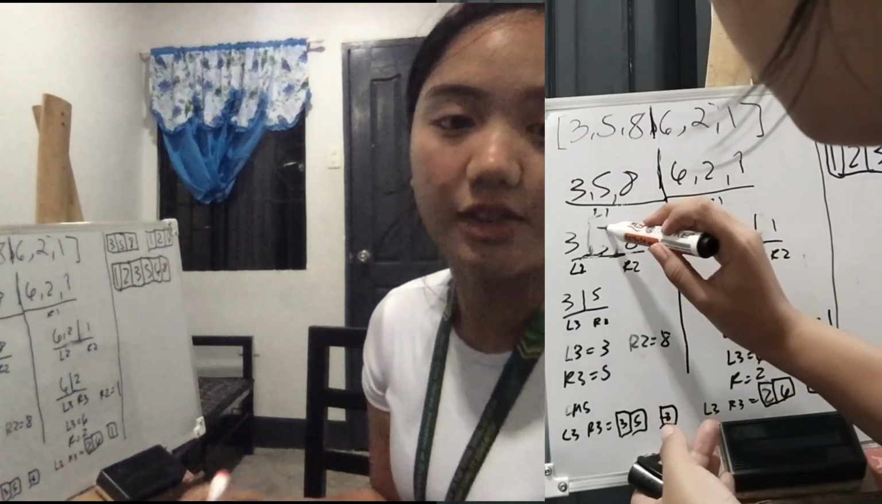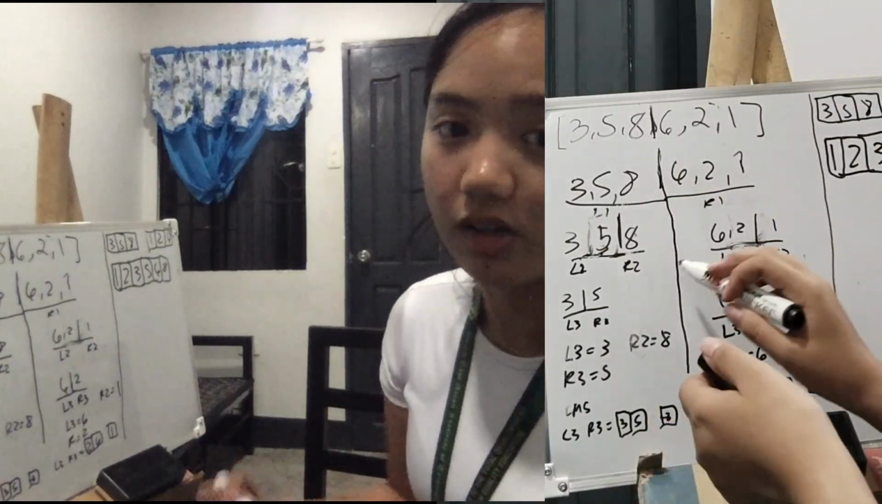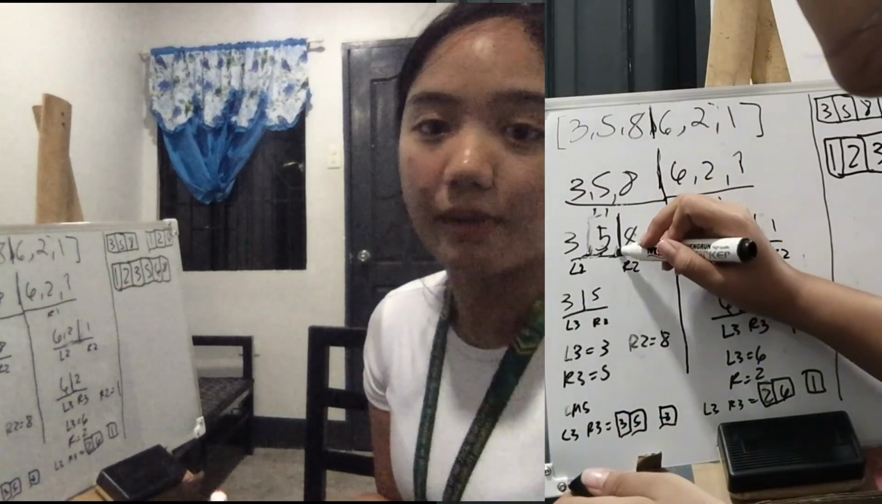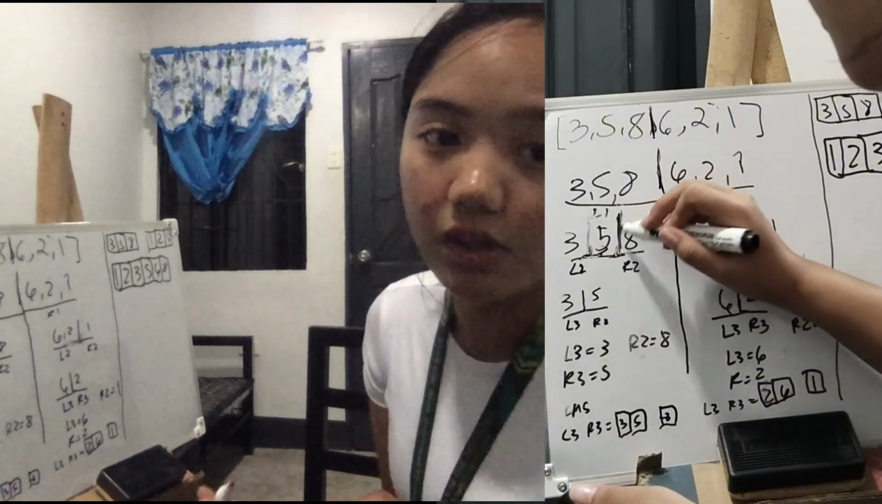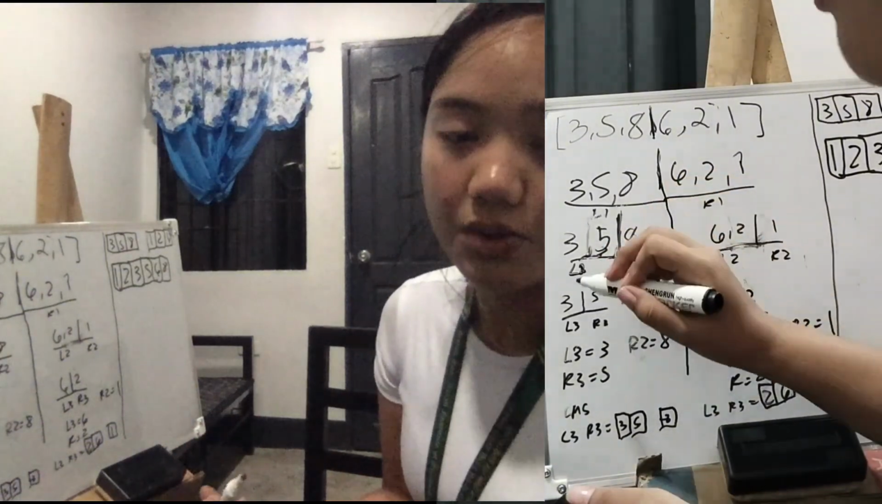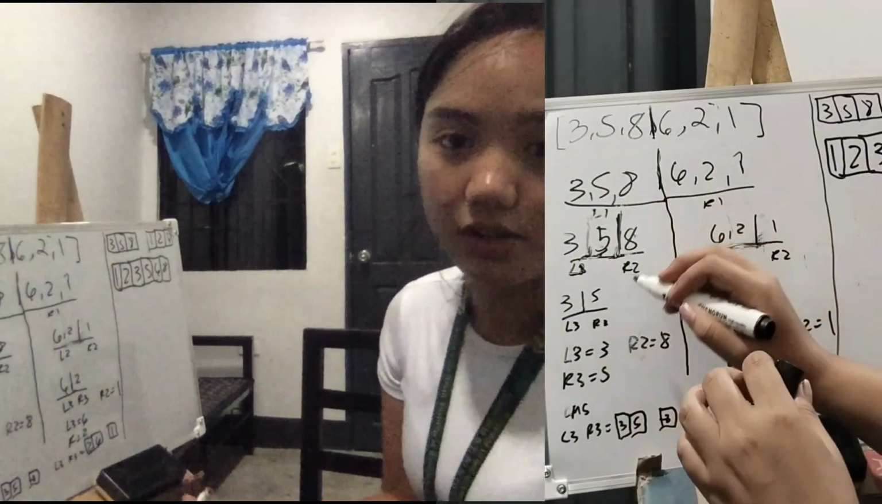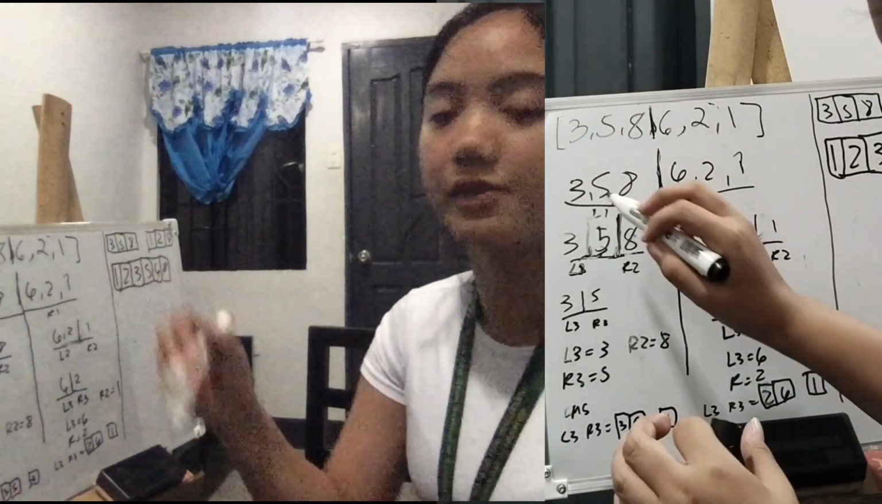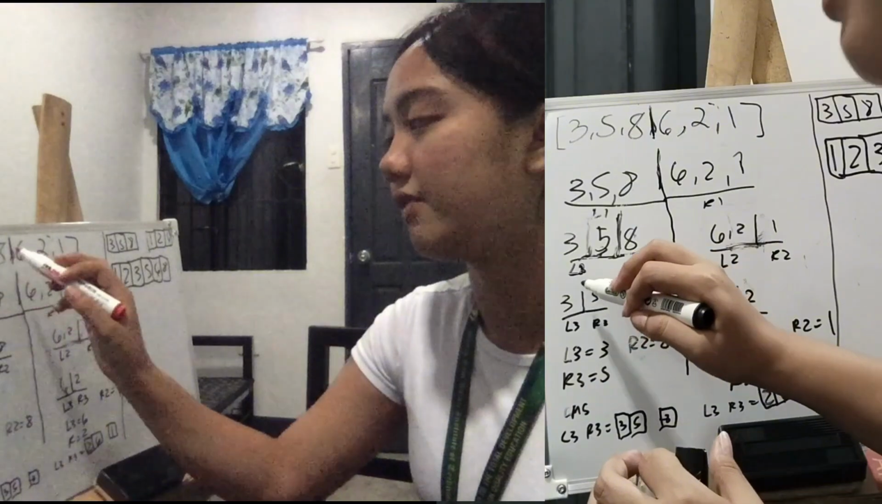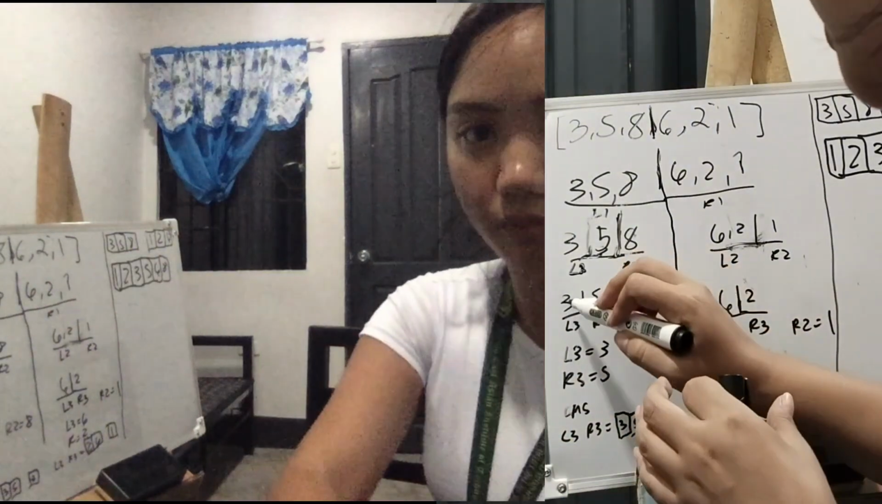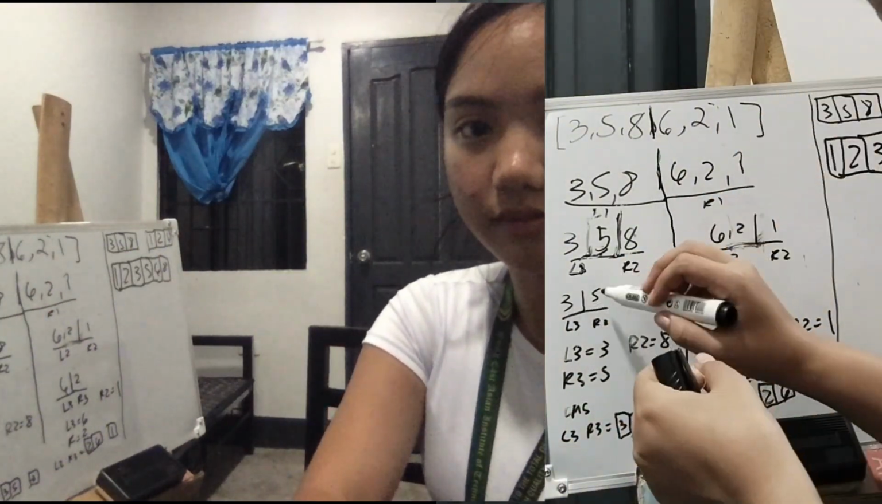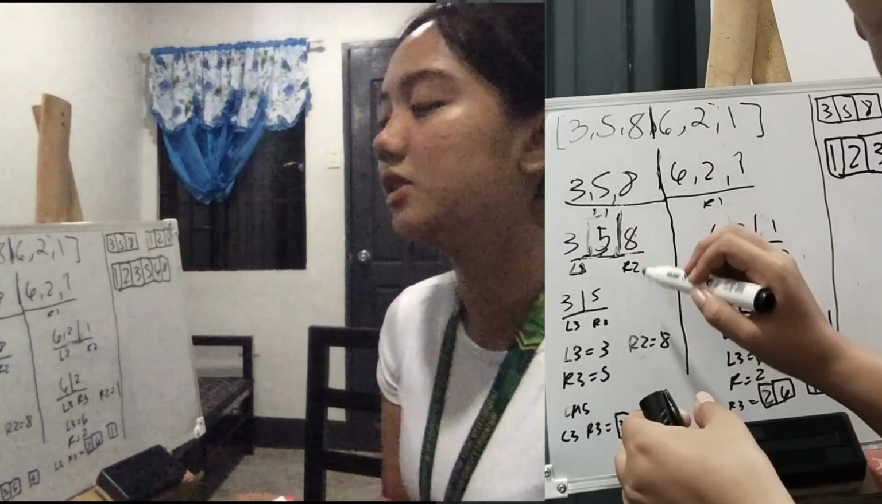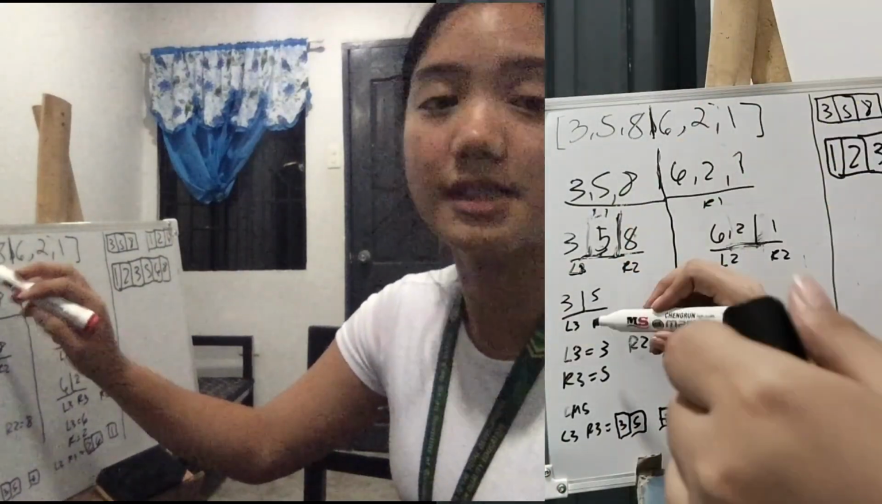Let's talk about merge sort. Merge sort is a divide and conquer sorting algorithm. It works by dividing the array into smaller sub-arrays, sorting those sub-arrays, and then merging them back together in sorted order. For example, we have a given problem which is 3, 5, 8, 6, 2, 1. So, it has 6 numbers.